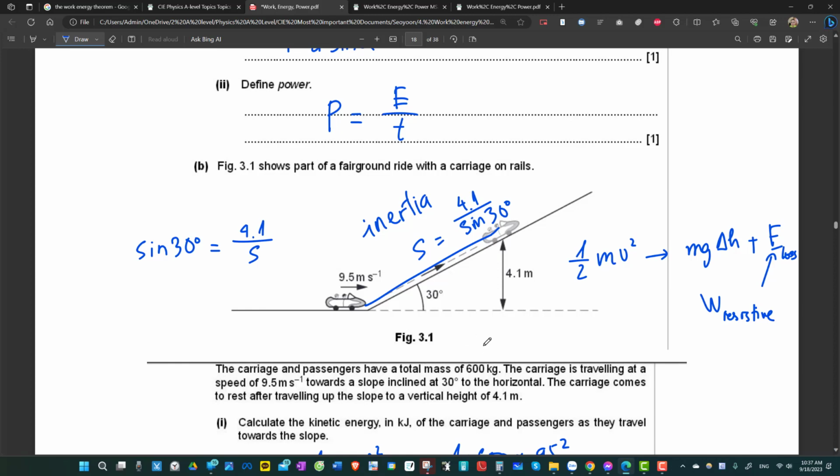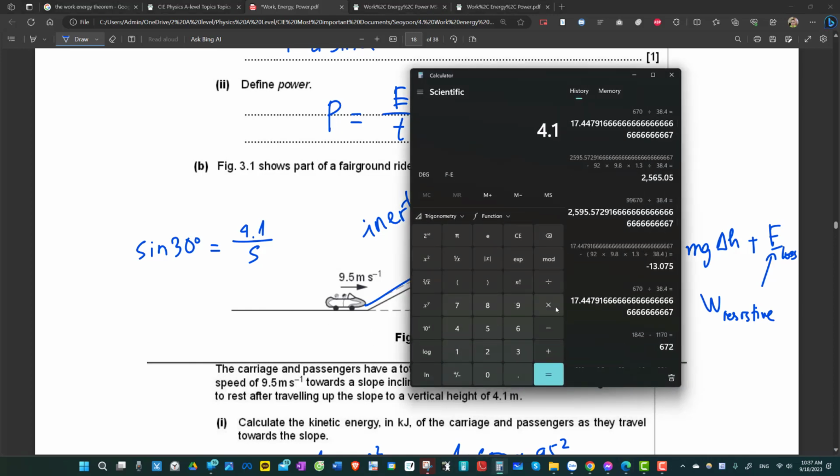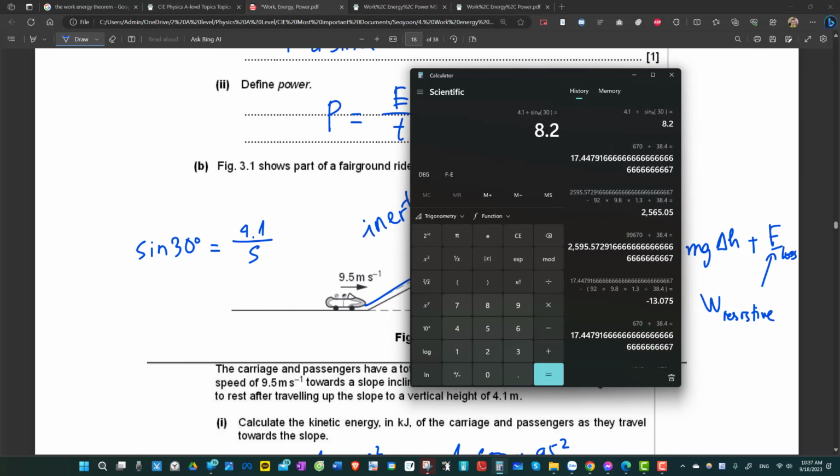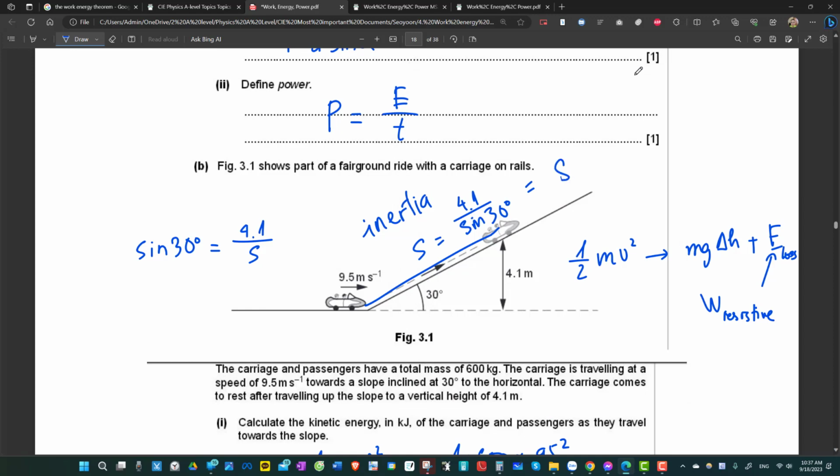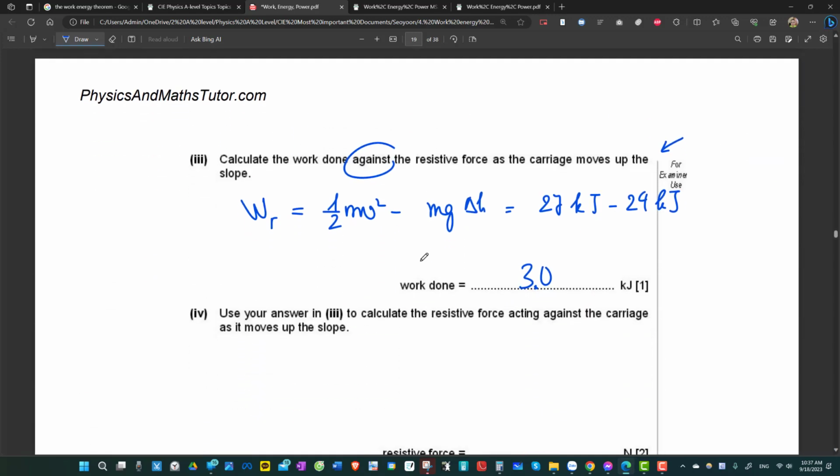And okay, calculate that one also. 4.1. The sine of 30 degree is half, 1/2, meaning 0.5. 30 degree here, and take the sine. Okay, that's it. And therefore that distance that the carriage travels is 8.2 meter. 8.2 meter. So just plug in here.